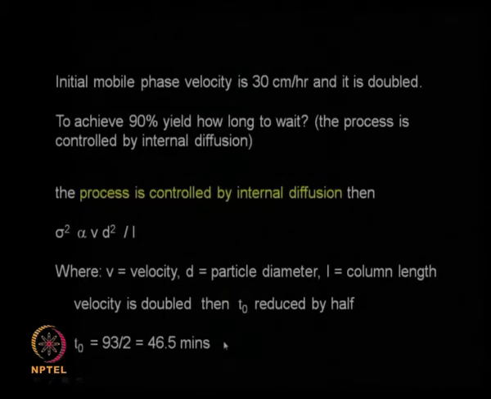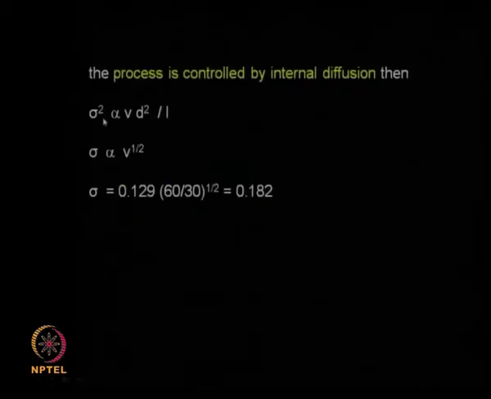Okay. Now sigma square is proportional to V d square by L, that means sigma is proportional to V raised to the power half. So now originally it was 30 centimeter per hour, now the velocity has become 60 centimeter per hour. So originally my sigma was 0.129, so now the sigma will be 0.182, because sigma is proportional to V raised to the power half, velocity has doubled, so you have to multiply by square root of 2. So your sigma has gone up from 0.129 to 0.182.